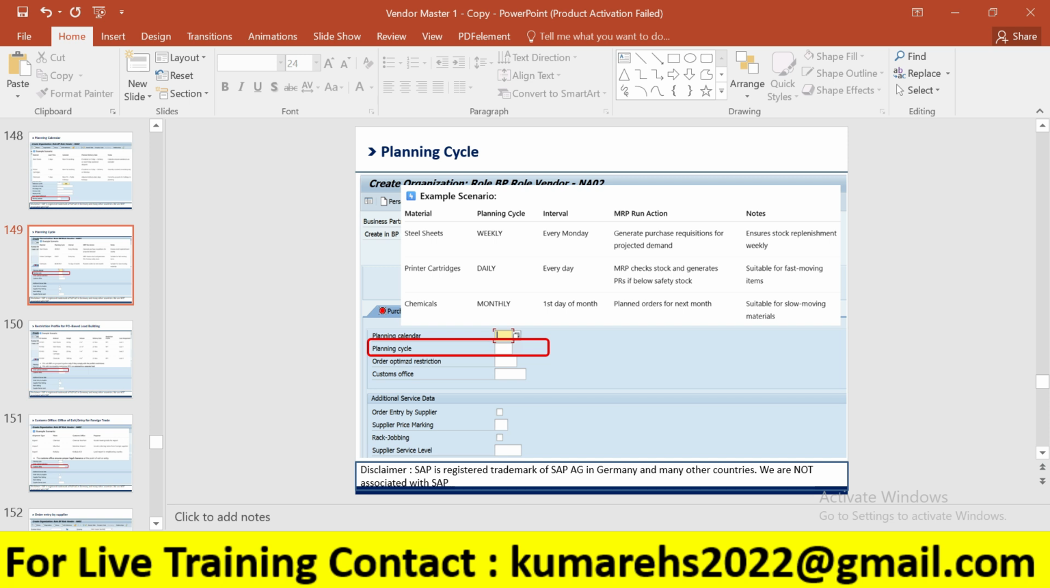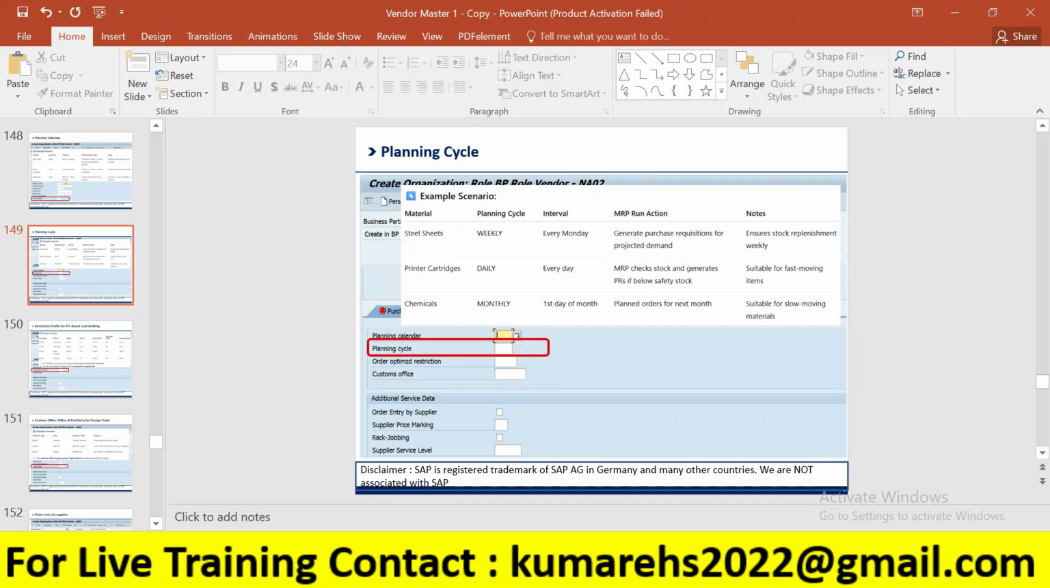The purpose: automatic material planning for repetitive or periodic requirements. Reduces manual intervention in procurement and production planning. Ensures timely creation of planned orders or purchase requisitions. Optimizes inventory levels by scheduling procurement at regular intervals. Stage number 3, how it works in SAP.